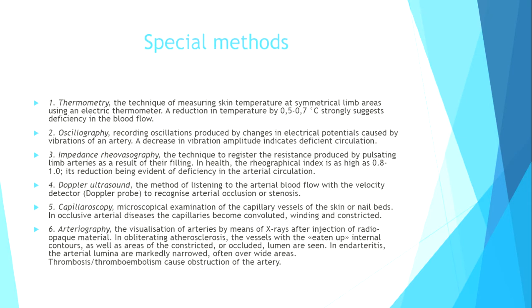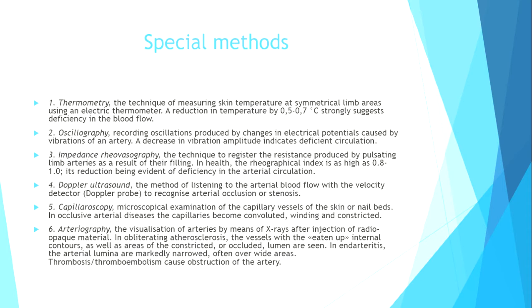Special methods. First of all, thermometry, the technique of measuring skin temperature at symmetrical limb areas using an electric thermometer. A reduction in temperature by 0.5–0.7 degrees Celsius strongly suggests deficiency in the blood flow. Oscillography, recording oscillation produced by changes in electrical potentials caused by vibration of an artery. A decrease in vibration amplitude indicates deficient circulation.